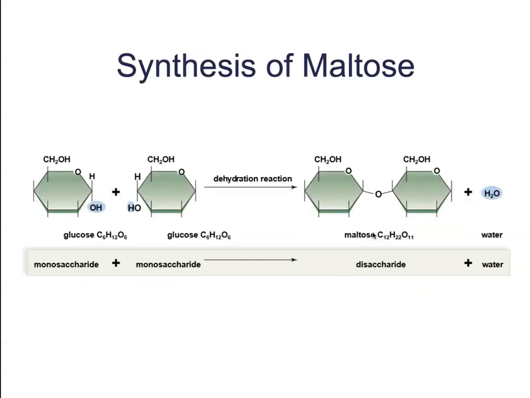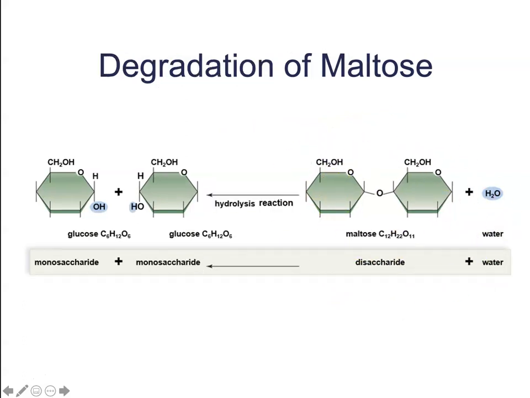So here I'm going to just show you a quick synthesis of maltose by using a dehydration reaction. All we're going to do is use a dehydration reaction. We're going to use two glucose molecules, two monosaccharides. We're going to kick off a hydroxyl group, kick off a hydrogen group, and so we've ultimately released water, and we now have maltose. We have a disaccharide. We took two monosaccharides, and we used a dehydration reaction to string them together to form a disaccharide and water.